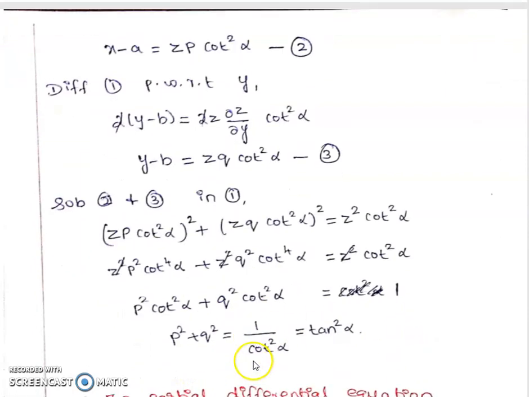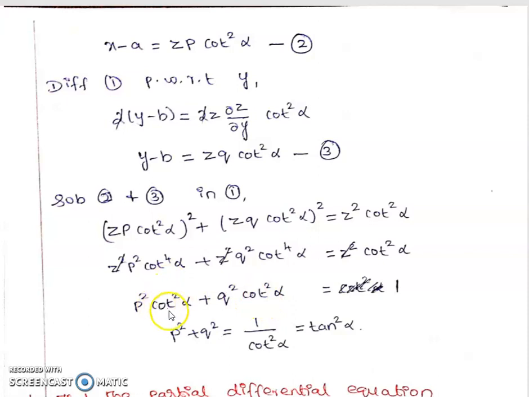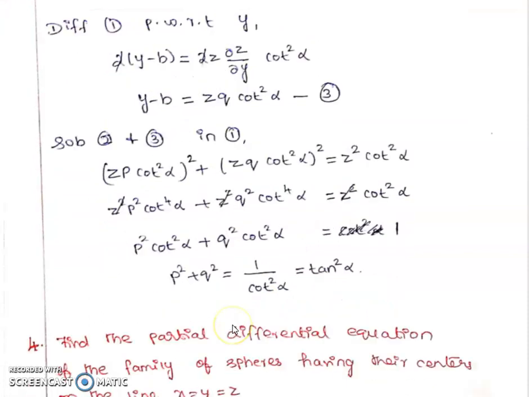So from these two terms we can take out the cot²α outside. So p² + q² = 1 by cot²α, and we know that 1 by cot²α is equal to tan²α. So this is the required partial differential equation.